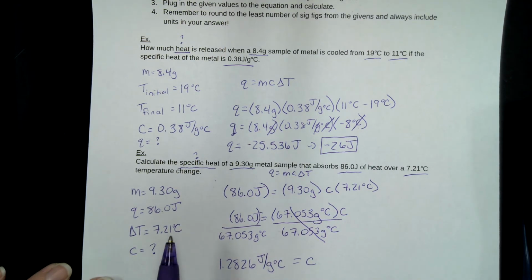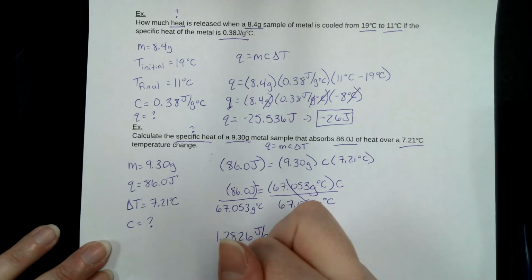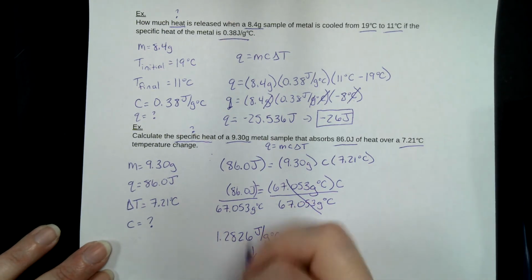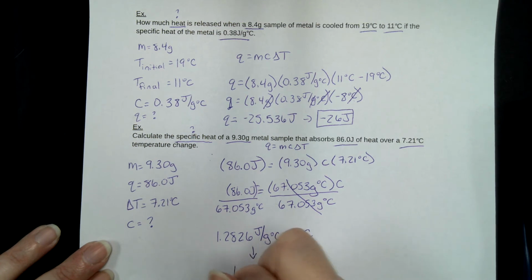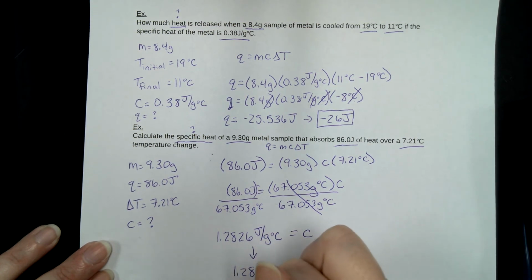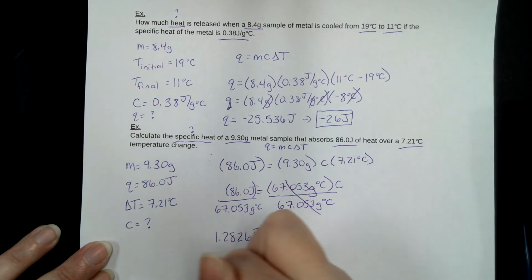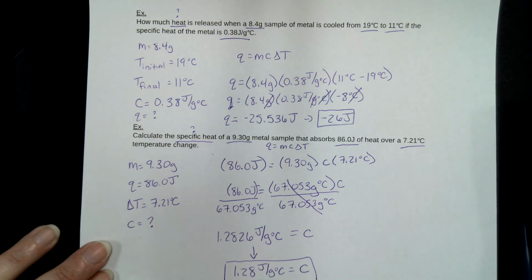So now let's look at sig figs. 9.30, that 0 is significant because trailing zeros are significant when there's the decimal. So we have 3 sig figs here, 3 sig figs here for the same reason that trailing 0 is significant because of the decimal, and 3 sig figs here as well. Looks like our final answer should also have 3 sig figs. So we will round our final answer to 1.28 joules per gram degree Celsius. That is the specific heat of our metal.